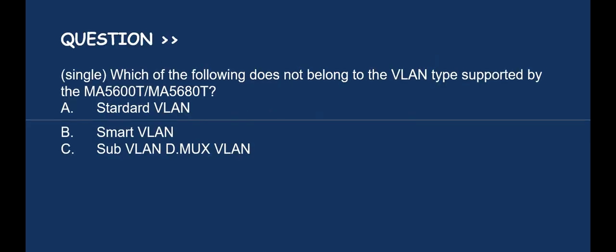The question is, which of the following does not belong to the VLAN type supported by the MA5600T or MA5680T? The options are option A, standard VLAN, option B, smart VLAN, option C, sub VLAN, option D, MUX VLAN. Correct answer is option C.